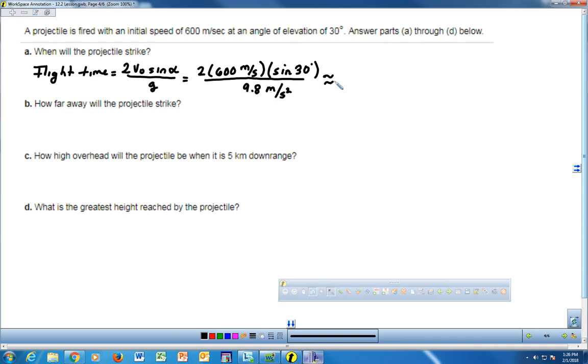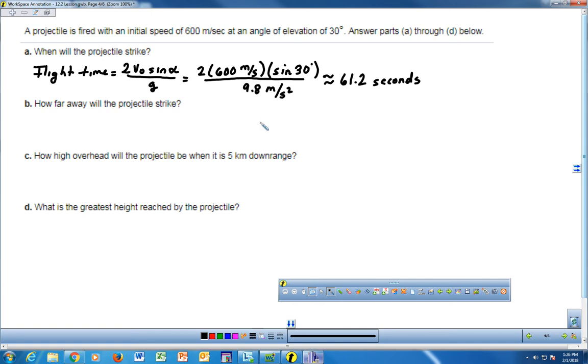So that means that this projectile is going to be about 61.2 seconds in the air until the time that it strikes the ground. Why is it seconds? Very simple, because in the formula, you have meters per second divided by 9.8 meters per second squared, and you see that the meters per second simplify, and you're left with seconds, which is the unit of measure that we're using here.